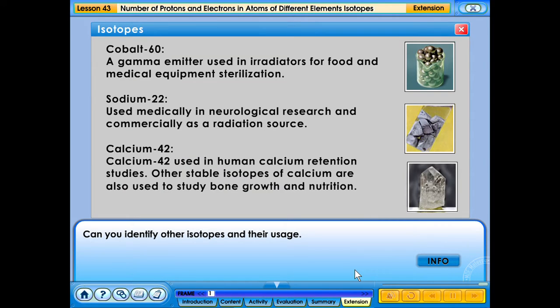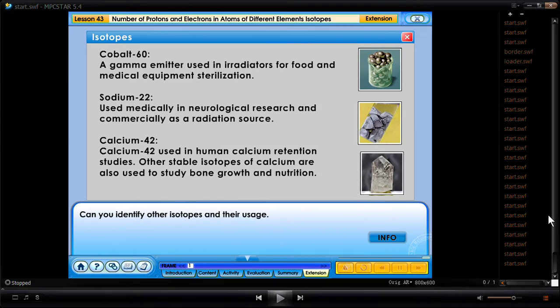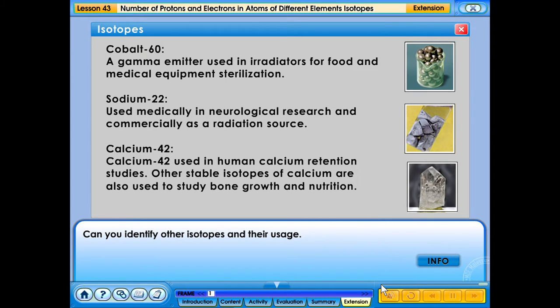Cobalt-60, a gamma emitter used in irradiators for food and medical equipment sterilization. Sodium-22, used medically in neurological research and commercially as a radiation source. Calcium-42, used in human calcium retention studies. Other stable isotopes of calcium are also used to study bone growth and nutrition.